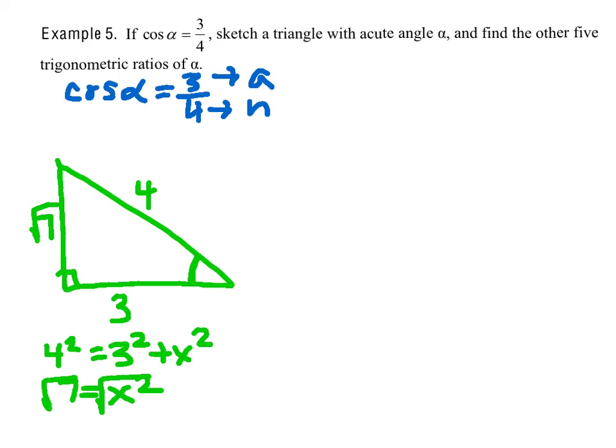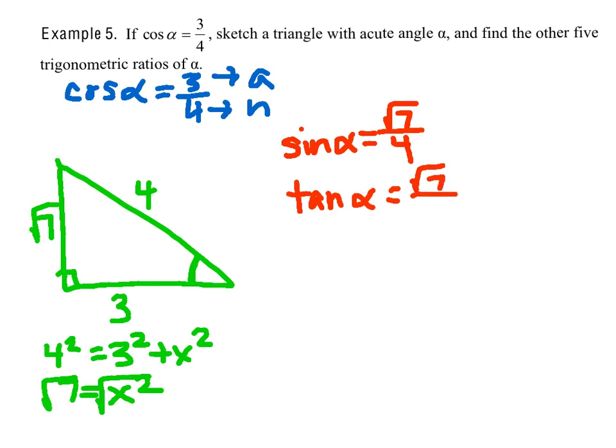So the first one that we're going to start off with is the sine function. So the sine of alpha is going to be opposite over hypotenuse. So it's going to be the square root of 7 over 4. Then we already have cosine, so there's no need to write that down again. So I'm going to go to tangent. So the tangent of alpha, tangent's going to be opposite over adjacent. So the tangent's going to be the square root of 7 over 3.